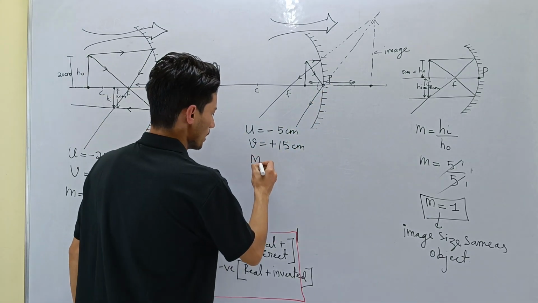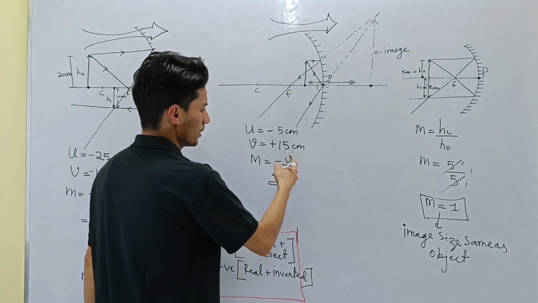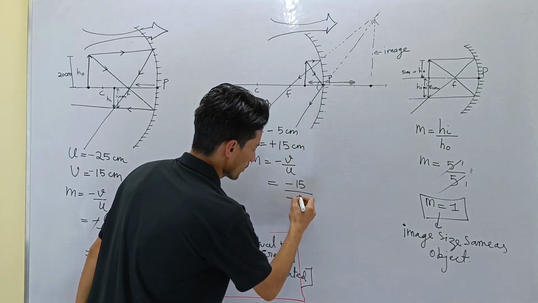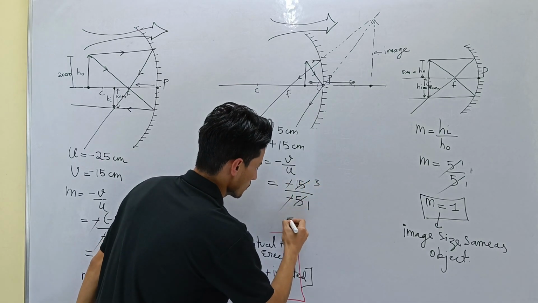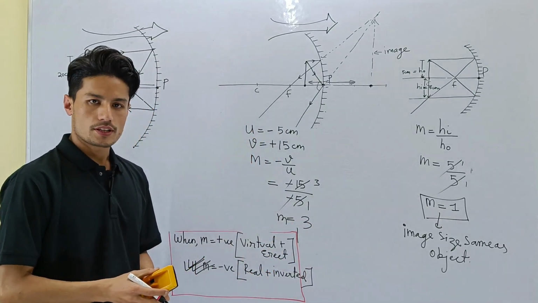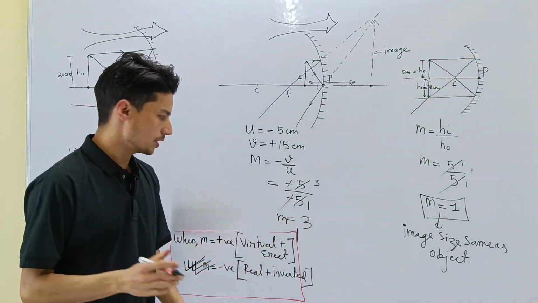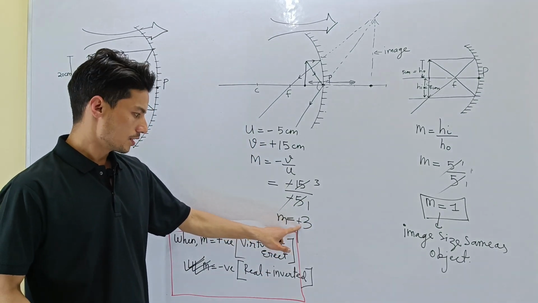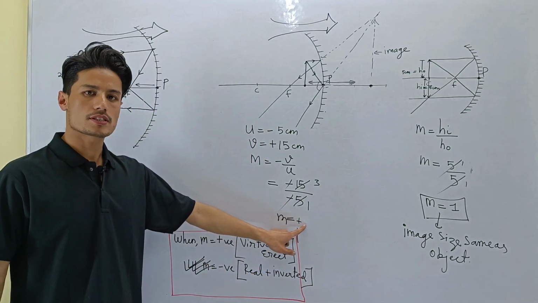Now let's use the formula. M is equal to minus v by u. From the formula, v is positive, so we have 15, and u is minus 5. So minus cancels. 5 ones are 5, 5 threes are 15. So the answer of M is 3. Now forget about this value 3. Our focus is what sign are we getting? Are we getting negative? No, not negative. That means this is positive. My focus is on the plus sign, not on this value. So I'm getting a positive sign for magnification.